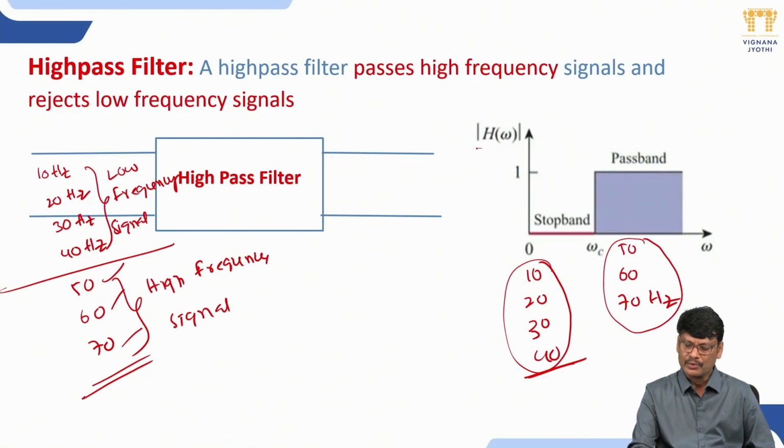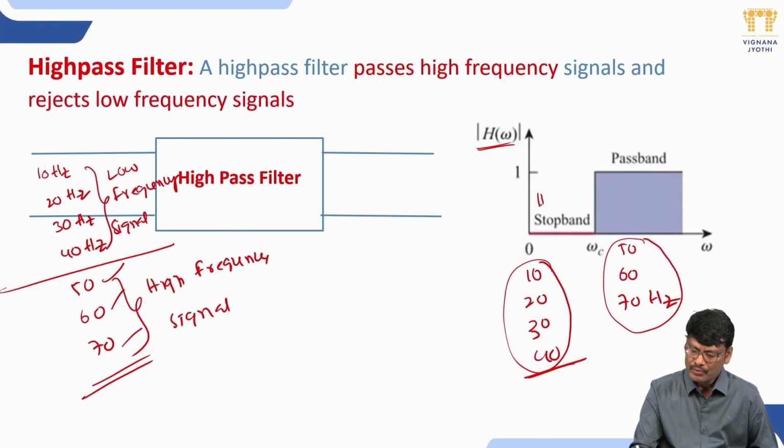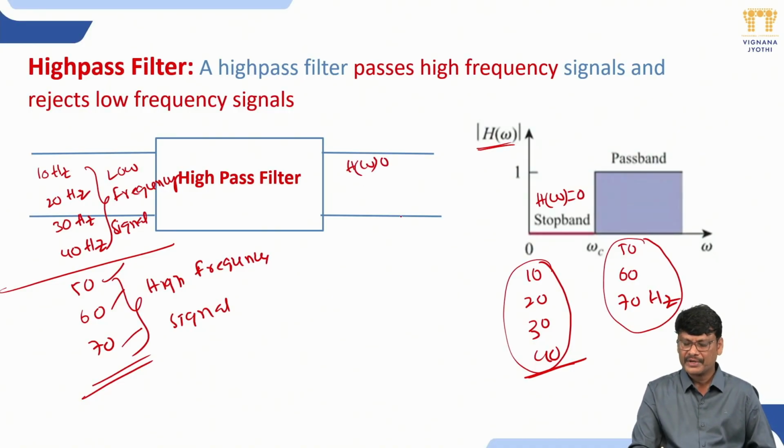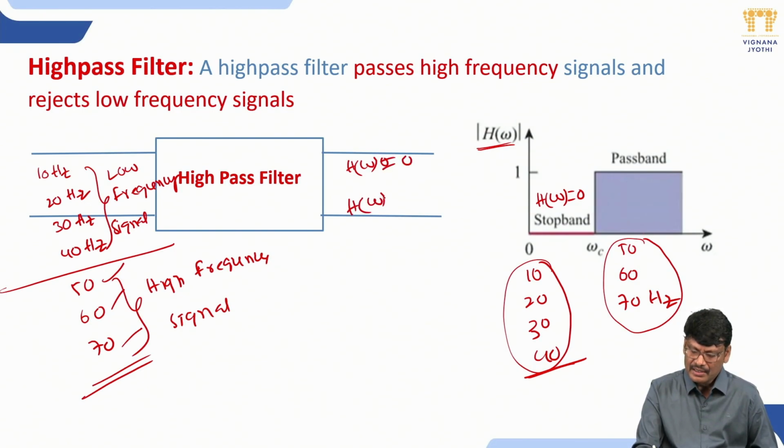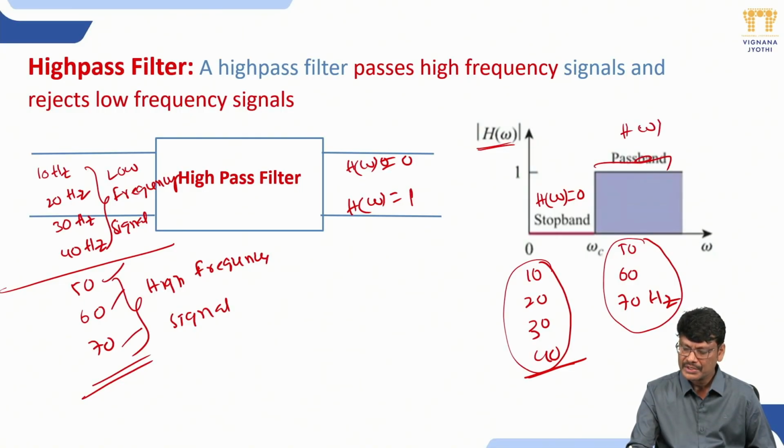Now if you go for the voltage gain value, in the stop band there is no signal passing. In the pass band there will be a signal passing. In the stop band, the voltage gain value is equal to 0, that means no output for a low frequency signal. For a high frequency signal, the output will be there. Output is equal to 1, gain is equal to 1. Now finally what I want to conclude is, a high pass filter allows or passes high frequency signals, and rejects or attenuates low frequency signals. This is completely opposite to a low pass filter.